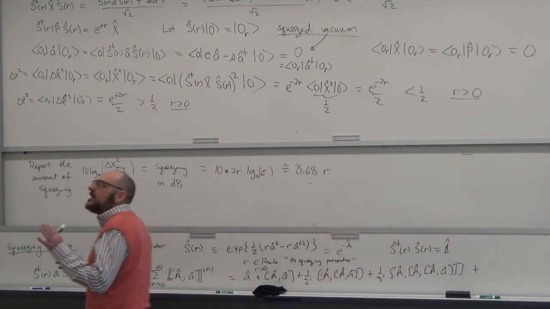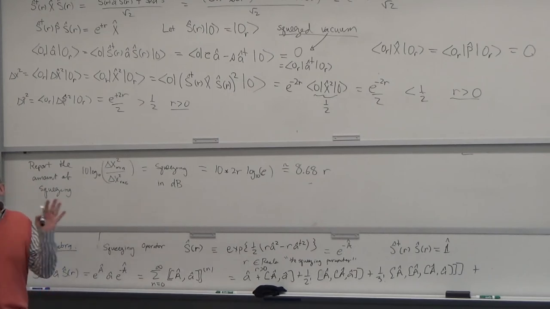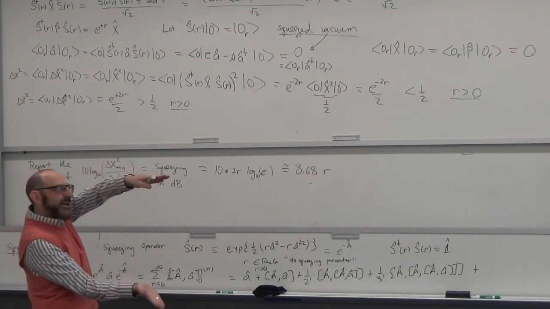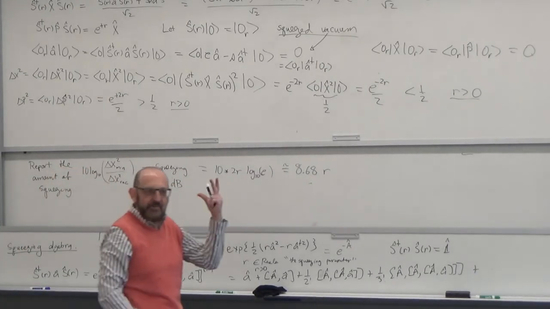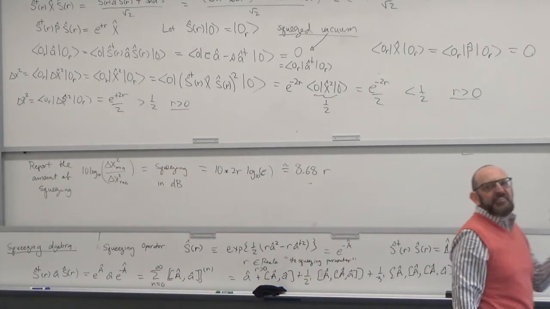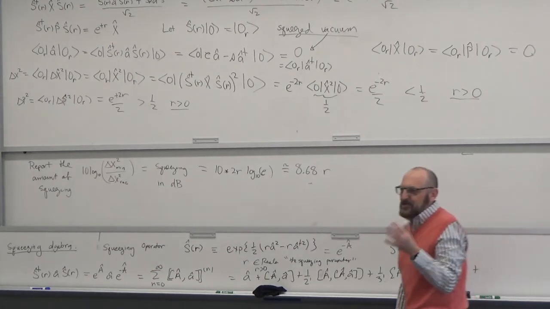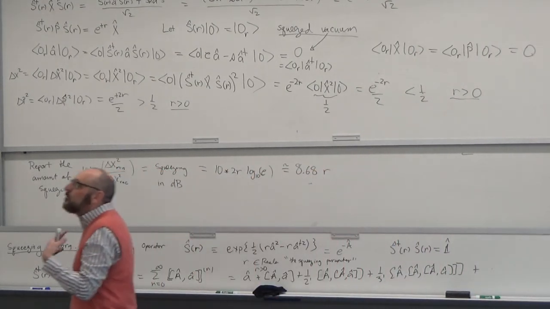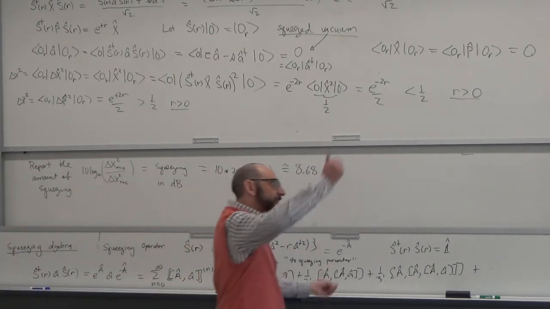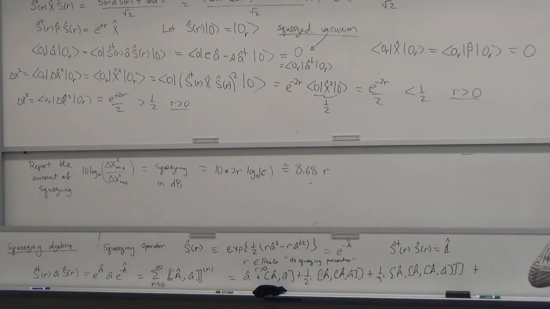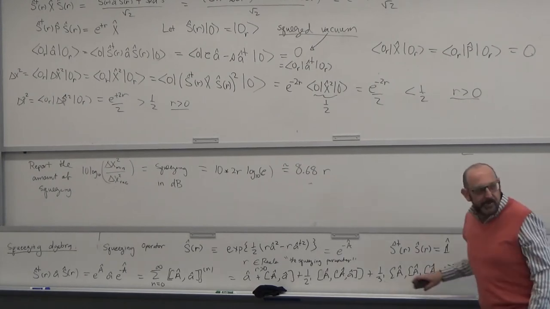And 10 dB of squeezing represents a factor of 10 reduction in the fluctuations relative to the vacuum. And that's kind of state of the art. We could do better now, but that was like a tough thing to do, to get 10 dB of squeezing. It's a factor of 10. Of course, in the other direction, it blows up exponentially much bigger. All right, very good.